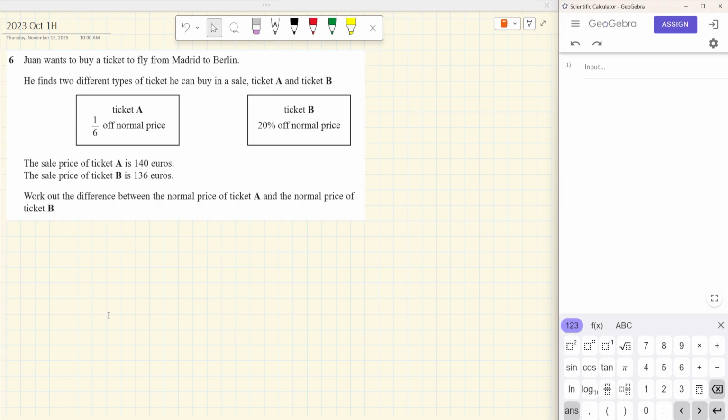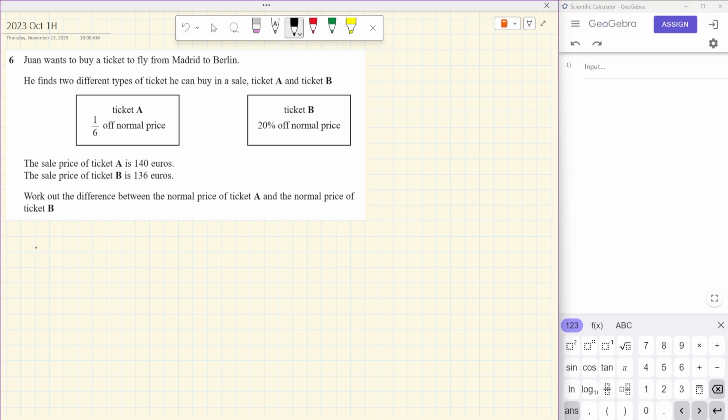Juan wants to buy a ticket to fly from Madrid to Berlin. He finds two different types of ticket he can buy in a sale, ticket A and ticket B. Ticket A is 1/6 off normal price, ticket B is 20% off normal price. The sale price of ticket A is 140 euros. The sale price of ticket B is 136 euros. Work out the difference between the normal price of ticket A and the normal price of ticket B.